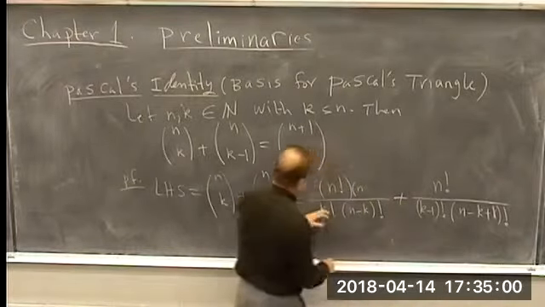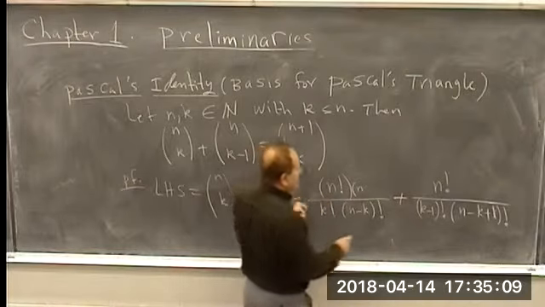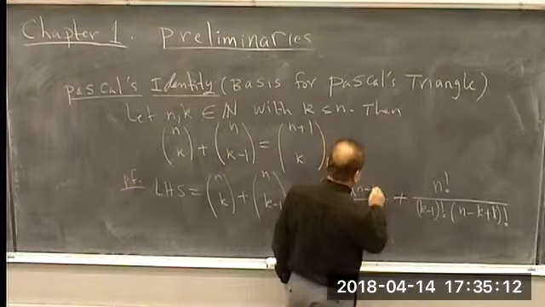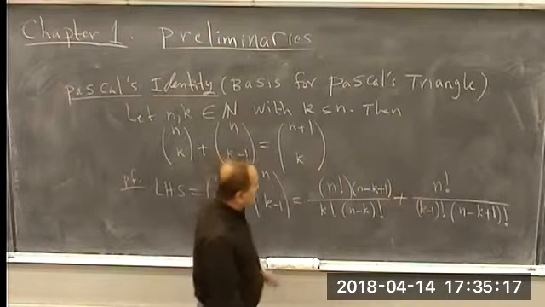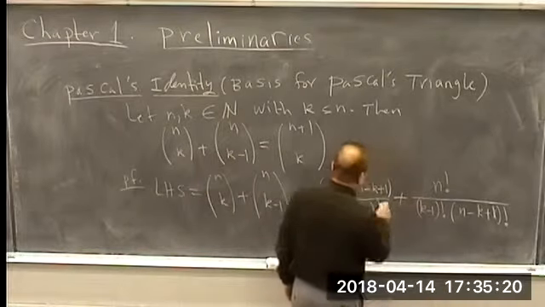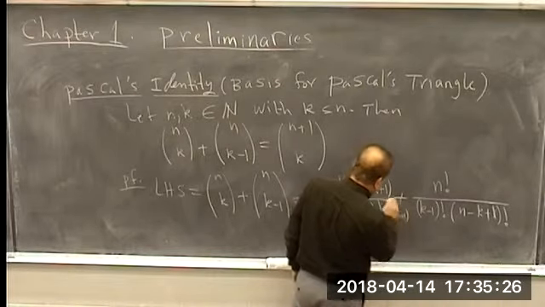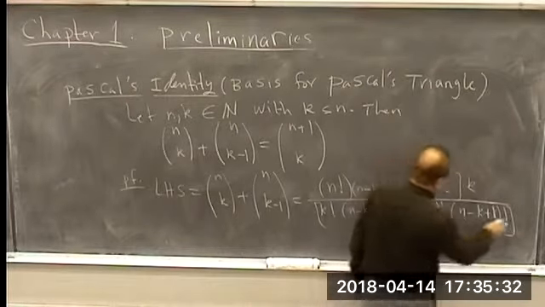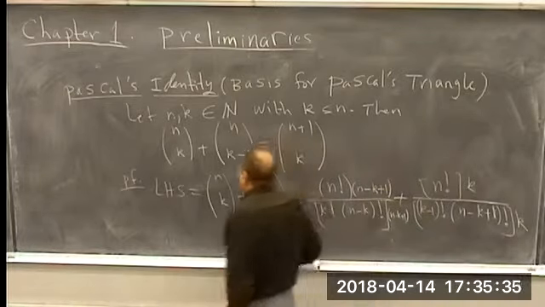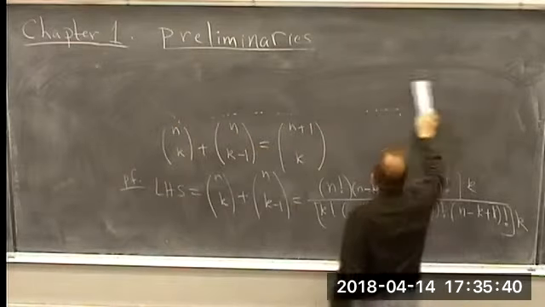One other thing: we could write this as k times k minus 1 factorial, so we don't need this. So I need to have a common denominator. I want to multiply up and down the first fraction by n minus k plus 1, and this one I want to multiply by k. Well, with this done, we're going to see the following.